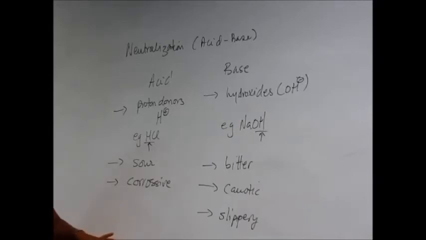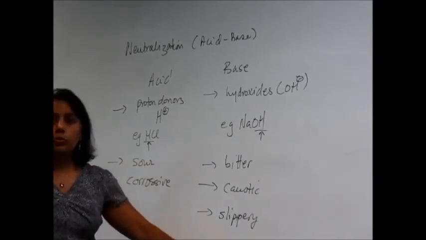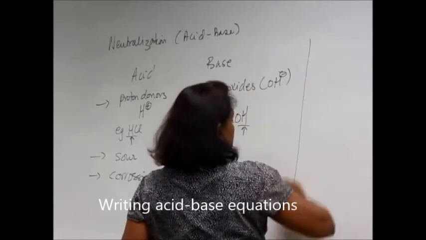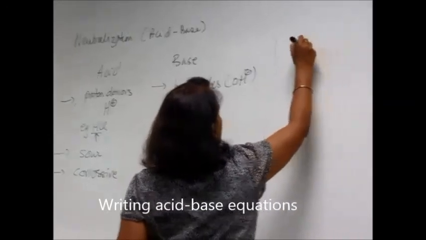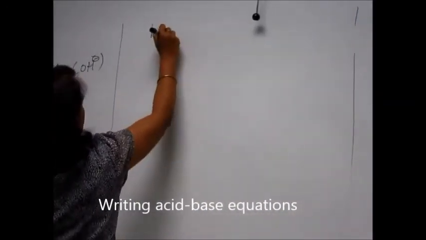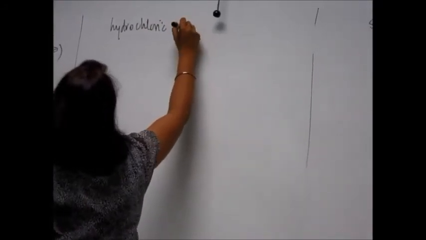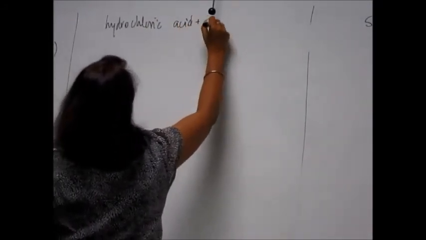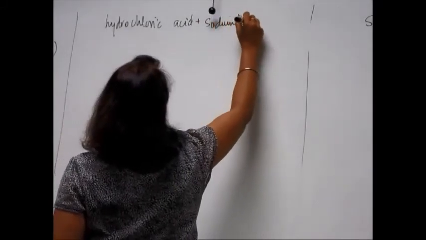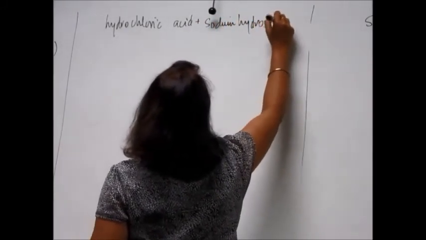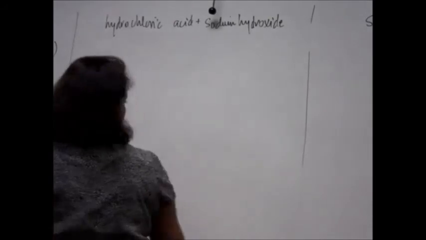Anyhow, you have enough examples of acids and bases: hydrochloric acid, sulfuric acid, nitric acid, and bases would be all hydroxide bases. And the most common one, the simplest one to write, is hydrochloric acid plus sodium hydroxide. Don't wait for me. Go ahead and write out the formulas.